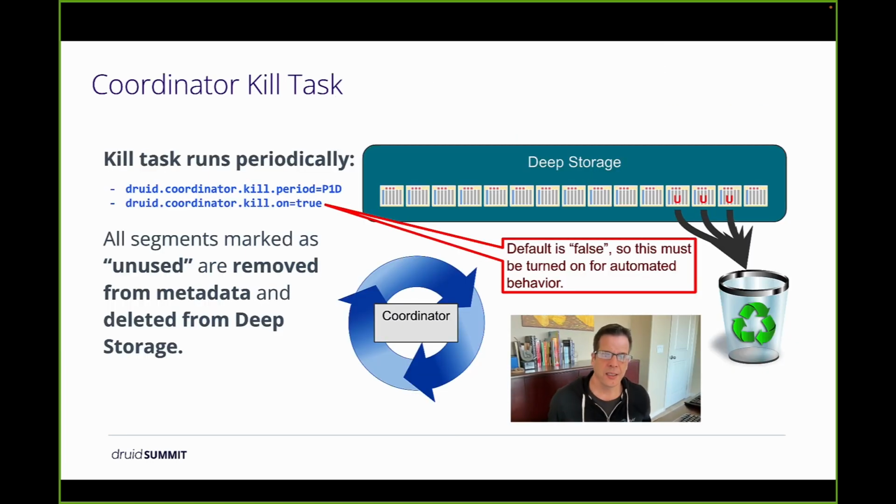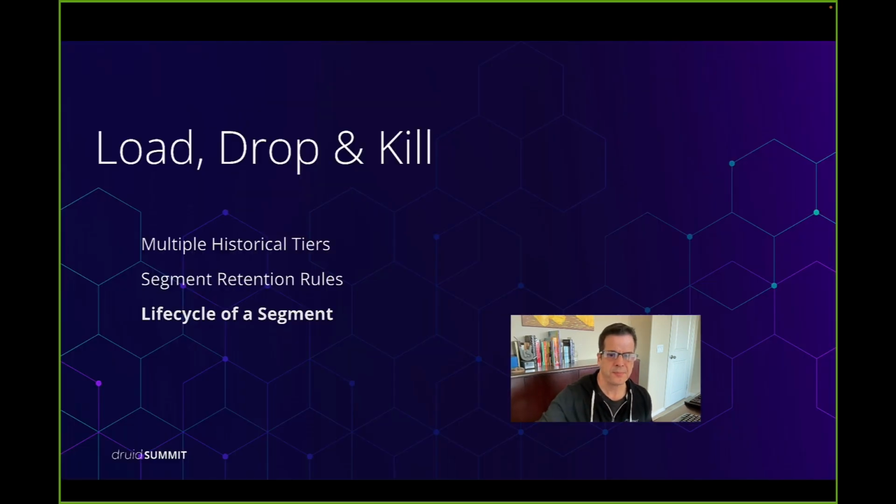So the coordinator kill task is the other task that the coordinator runs. It also has its own period, right? It runs usually once a day. I'm not sure if this default has changed, but in the past, the druid.coordinator.kill.on property defaults to false, which means you're not removing any segments. You probably want to set that to true so that when segments are marked as unused, they get cleaned up from deep storage and from the metadata database.